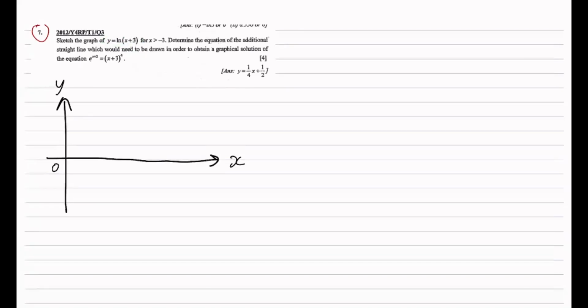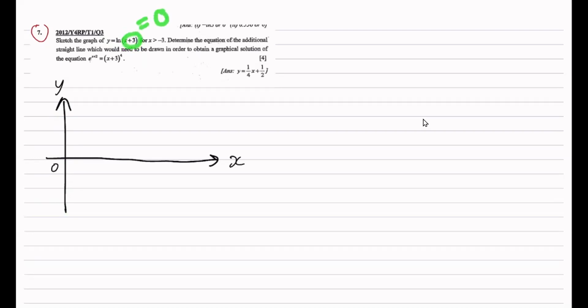Okay, for y equals ln x, asymptote is x equals 0. X equals 0? No, wrong. X equals 0 is the y-axis. You see, asymptote is when there's a problem with the logarithm. When would there be a problem? When this x plus 3 here equals 0, right? You cannot take the log of 0. So you should just set the x plus 3 equals 0.